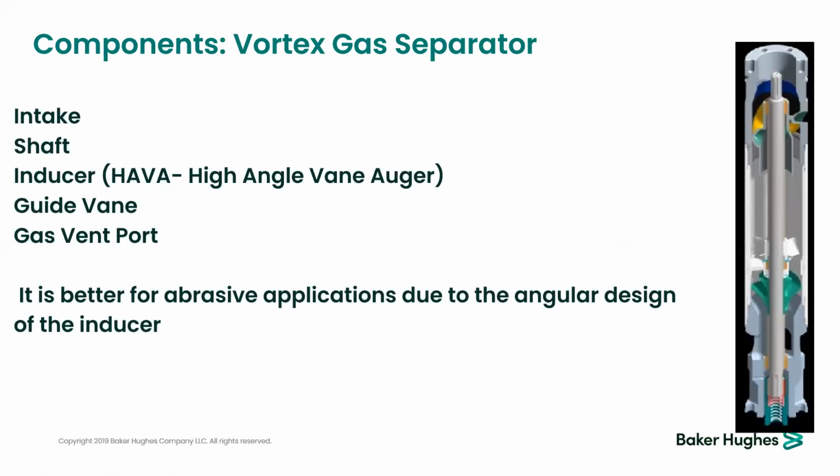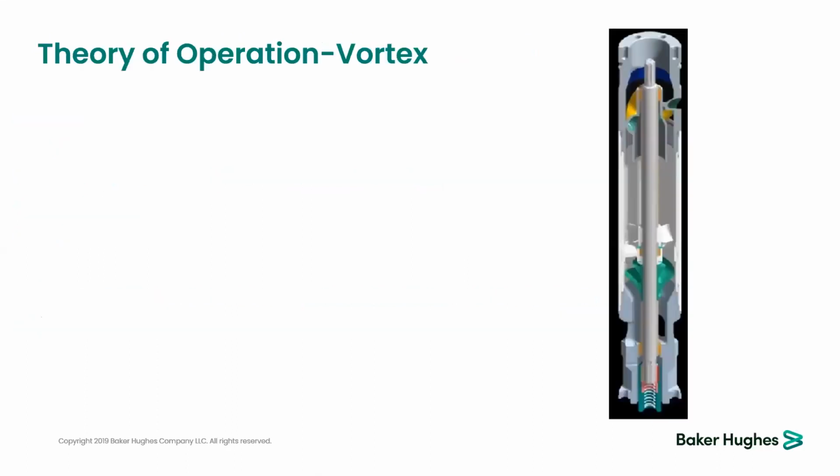It comes in better for abrasive application. So vortex is better when you have an abrasive application. Due to that design of the inducer, compared to the older one, which is the rotary, you might have a gas separator cut or a mechanical failure with the gas separator due to the abrasive. But with abrasive, you have to use the vortex. Also, vortex is much more applicable when you have higher gas volume.